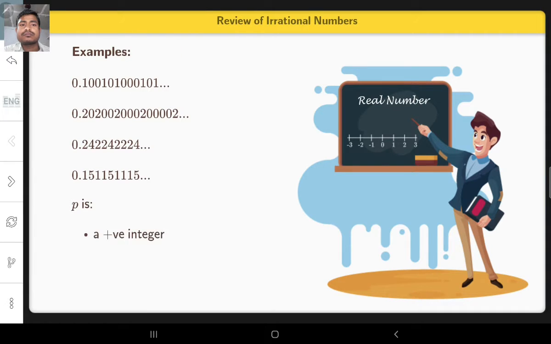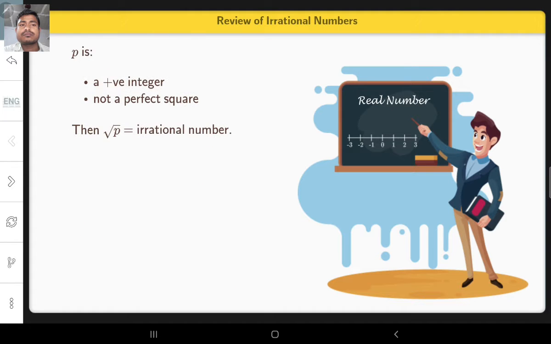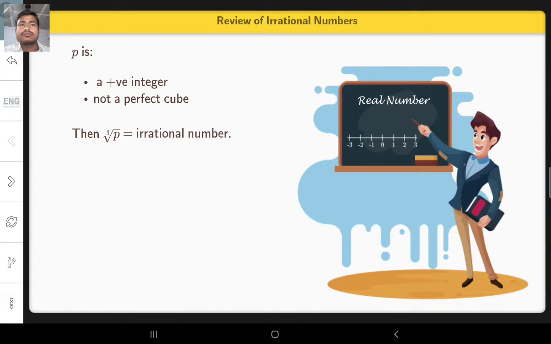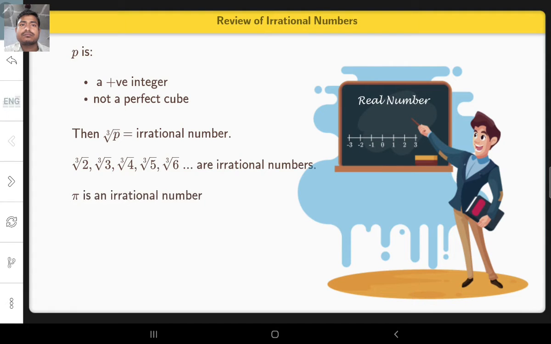If p is a positive integer which is not a perfect square, then square root of p is irrational. Thus, square root of 2, 3, 5, 6, etc. are all irrational numbers. If p is a positive integer which is not a perfect cube, then cube root of p is irrational. Thus, cube root of 2, 3, 4, 5, 6, etc. are all irrational numbers. Pi is an irrational number.